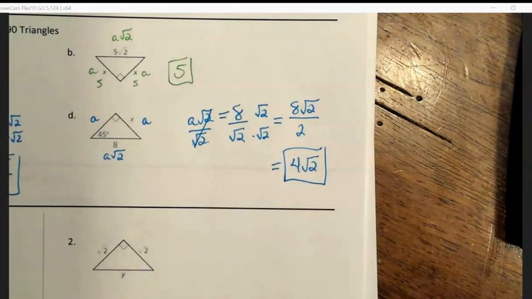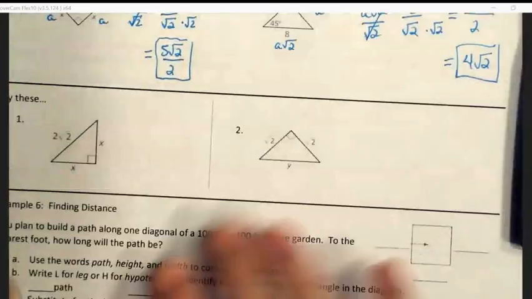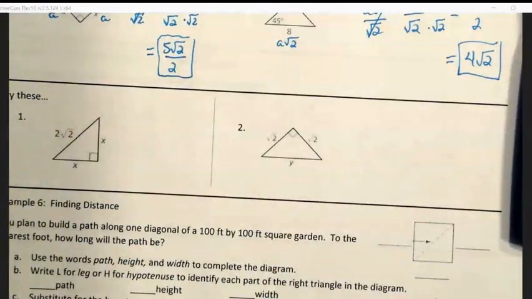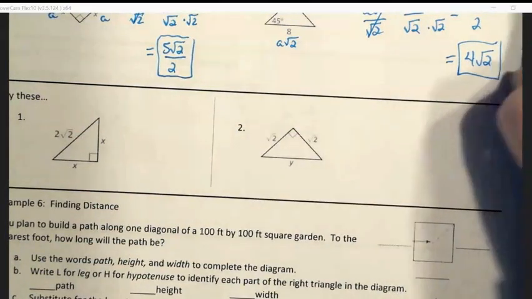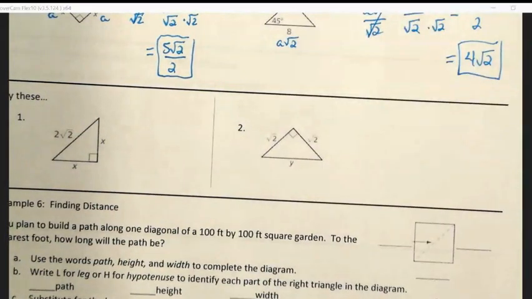So that's our answer. Okay, I want you to try these two questions. Come back when you have your answer and check your answer against mine.